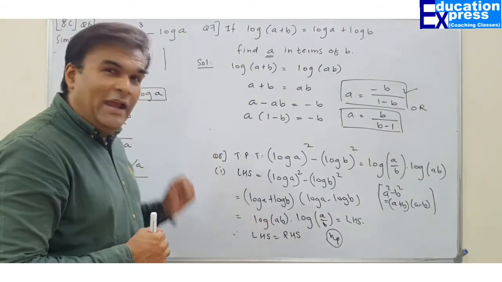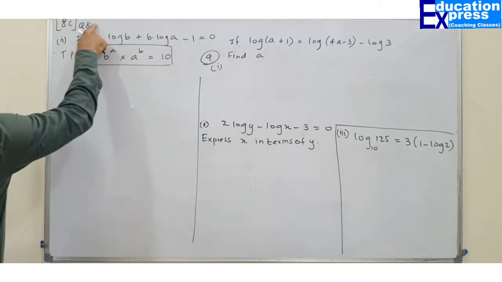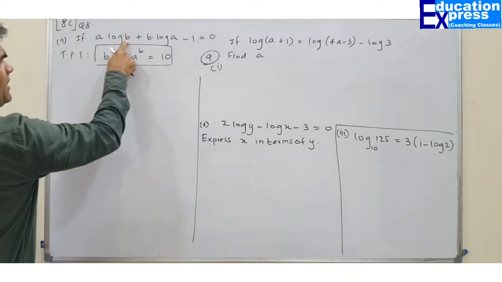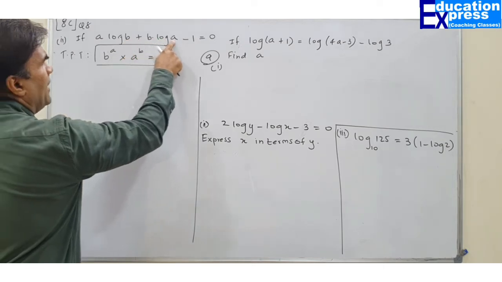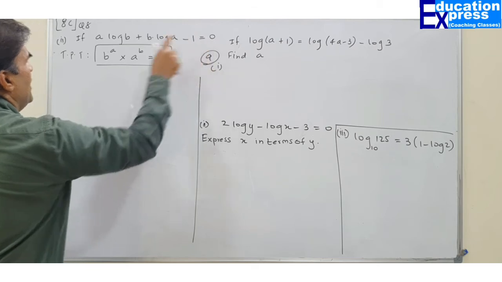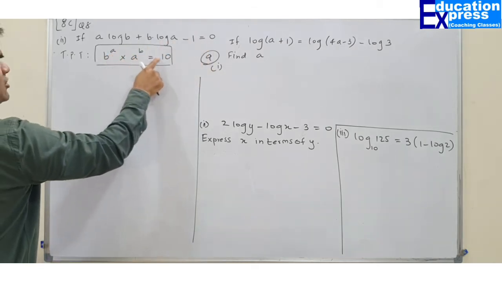Let's move on to question number 8, sub question 2. We are given a log b plus b log a minus 1 equals 0. We have to prove that b raised to a into a raised to b equals 10.